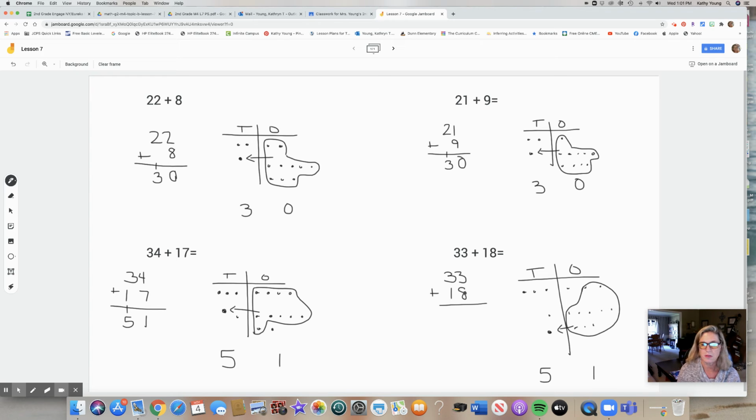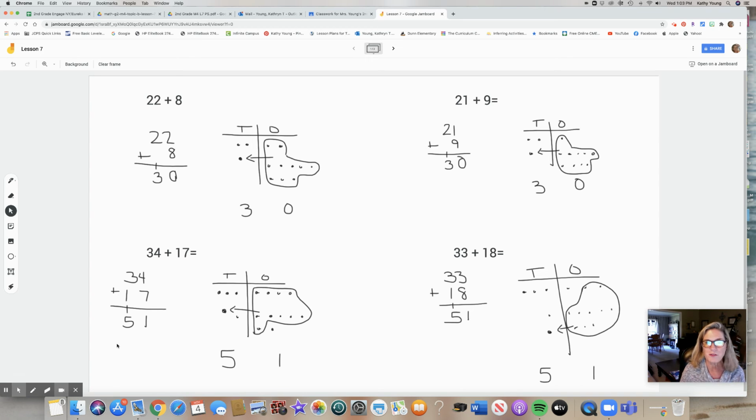If I were to do this in the vertical method, 3 plus 8 is 11. I write the 11. I just put the 10 in the tens place and the 1 in the ones place. And I have 3 plus 1 is 5, so 51.